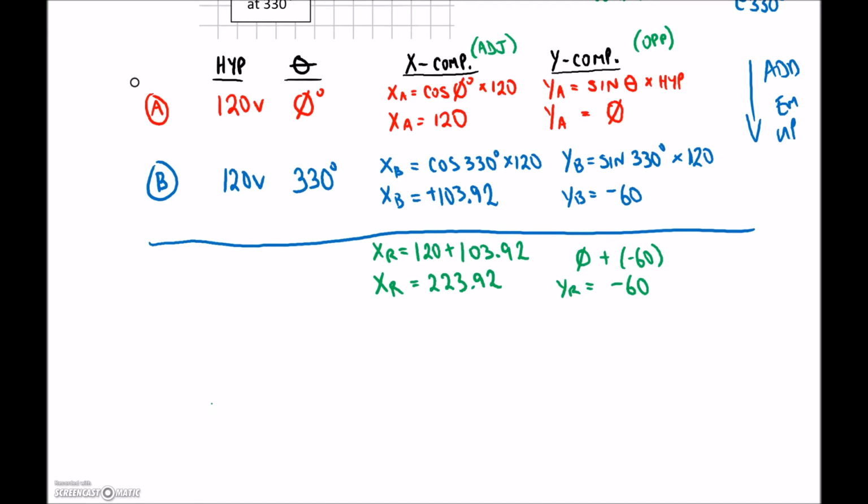If we look at this equation here for our resultant, it is going to be equal to this: 223.92. We're going to square that value. And then we're going to add the 60. And we're going to square that value as well.